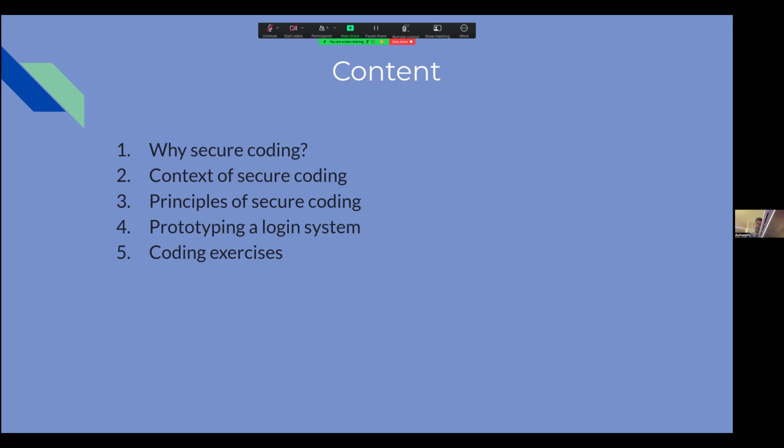And then the fourth point is about coming up with a login system, prototyping a login system using the principles that we have learned so far in the workshop. And finally, a couple of coding exercises, some from the real world as well. So let's get started.